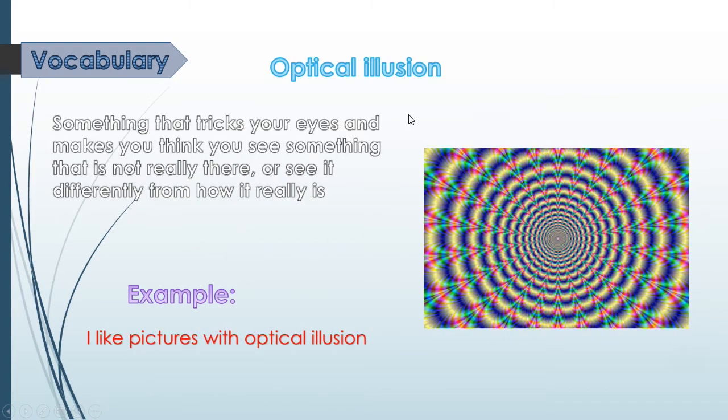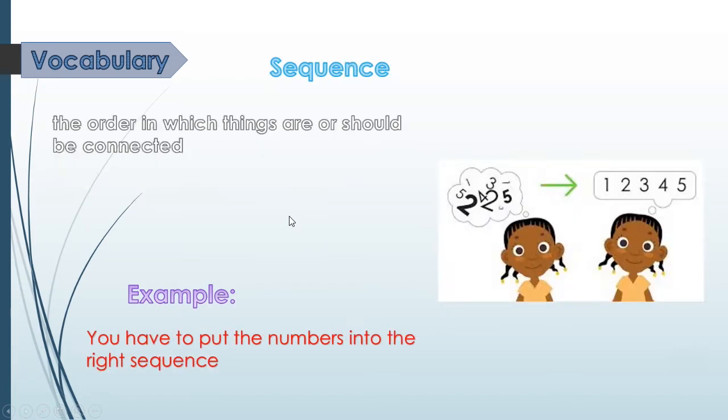Optical illusion, okay? It's a picture that tricks your eyes into seeing something that is not there. Like in this picture, I'll give you a second to move your eyes around. You will feel this picture is moving while it's not. It's just a still image, but it tricks your eye. Here's an example. I like pictures with optical illusion.